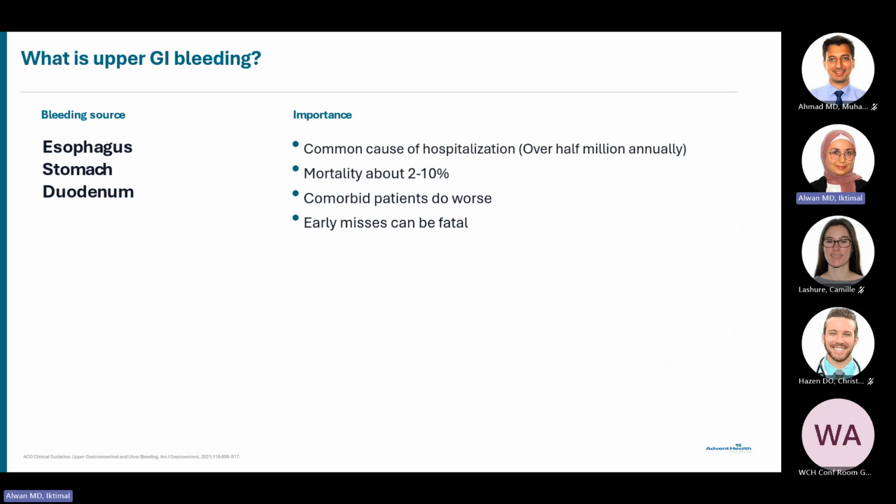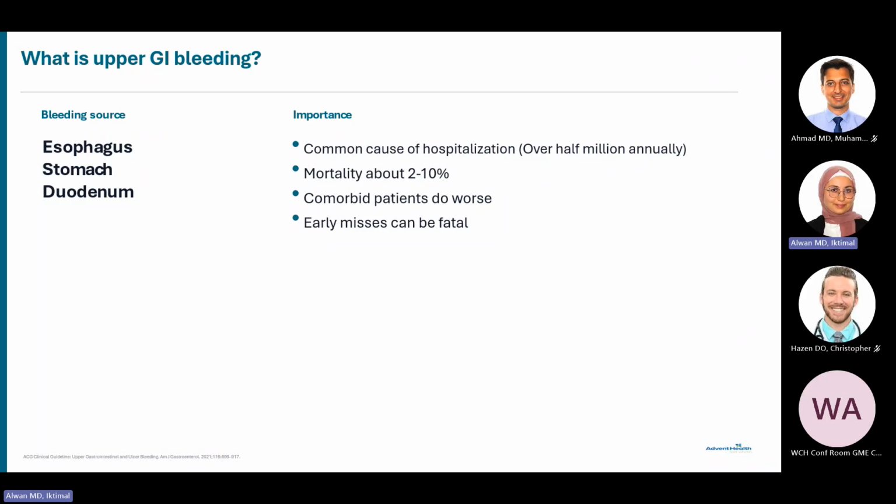Why is GI bleeding important? First, it's one of the most common causes of hospitalization. Over 500,000 annual admissions in the United States are related to GI bleeding. Mortality is high, between 2 to 10%. And of course, people who have comorbidities, who are older, will have worse outcomes. And if we miss it, it can be fatal.